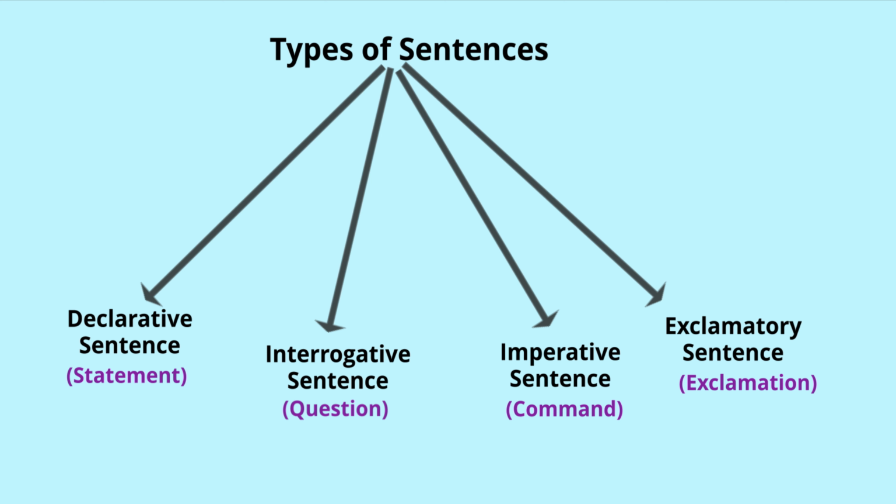Types of sentences. There are 4 types of sentences. Declarative sentence, that means it states a statement, it gives a statement. Interrogative sentence is ask questions. Imperative sentence is nothing but command. And exclamatory sentence shows exclamation. That means it shows your emotion.